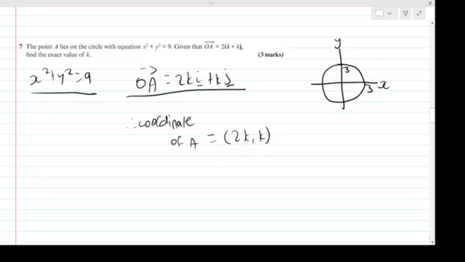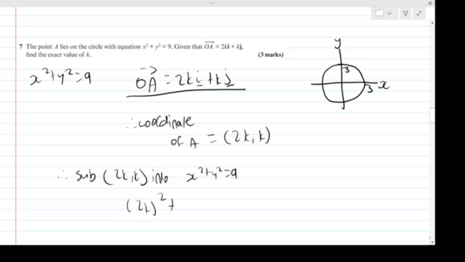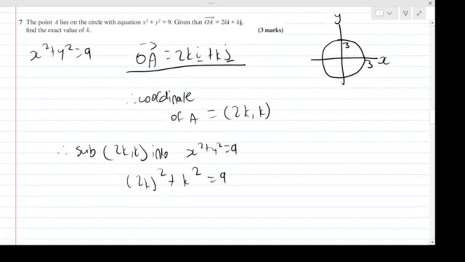Now that is just xy coordinates. So now I can do stuff with this equation. I can substitute that in, because x is going to be 2k, y is going to be k. So if I sub the point 2k, k into x squared plus y squared is 9, I get that x squared is 2k all squared and y squared is k squared. That equals 9. And then it's just an equation for k. If I expand this, I get 4k squared plus k squared is 9. So then 5k squared is 9.